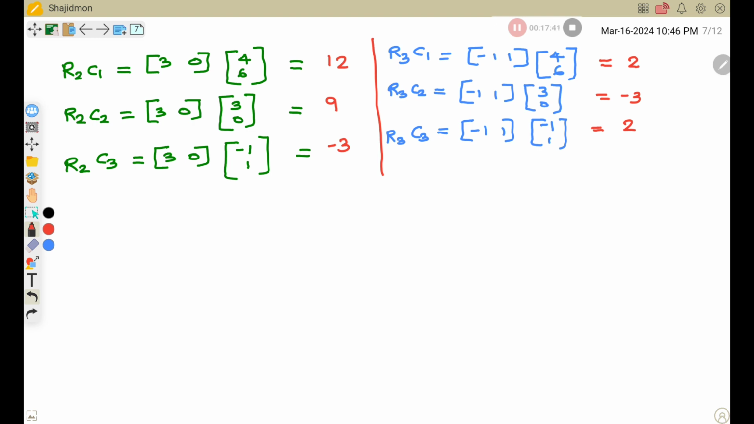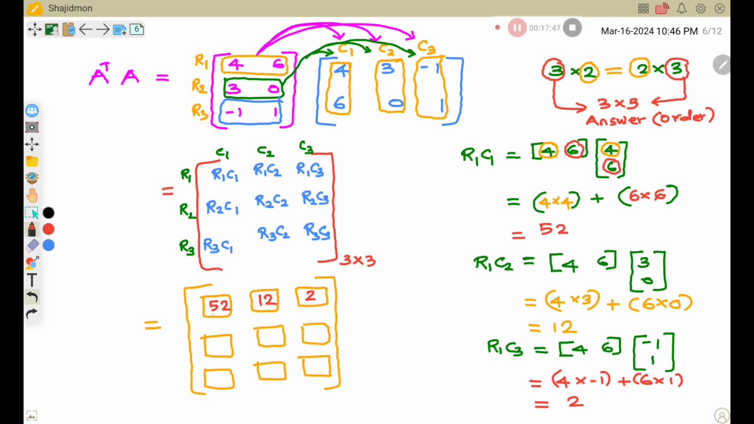Okay, so let me write the matrix here. We calculated all the numbers. So what is the matrix we are getting? First row 52, 12 and 2. Second row 12, 9 and minus 3. And third row 2, minus 3 and 2.